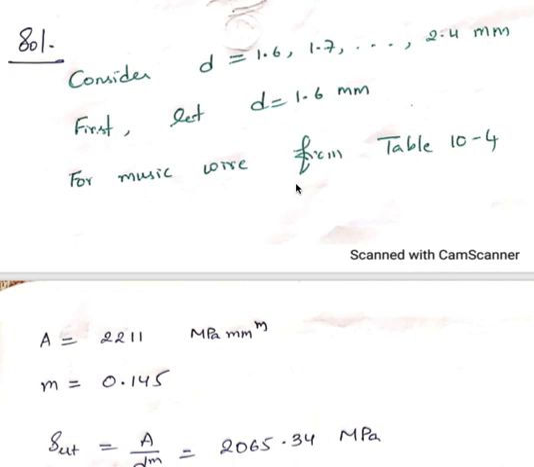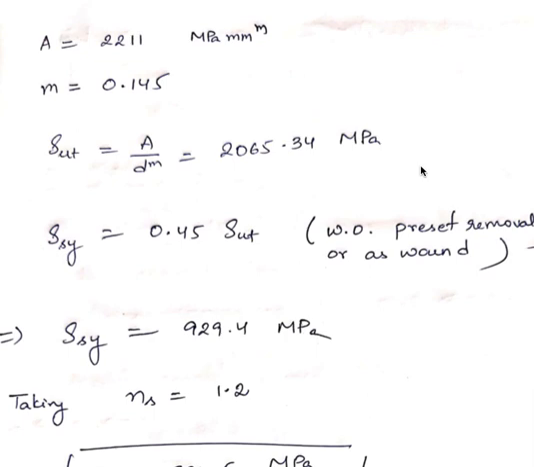Now since we are dealing with music wire, then from table 10-4, we can find these parameters A and M, and then get the ultimate tensile strength of the music wire to be 2065.34 MPa. Please note that in the case of springs, the ultimate strength of the material depends upon the diameter of the wire that you are using.